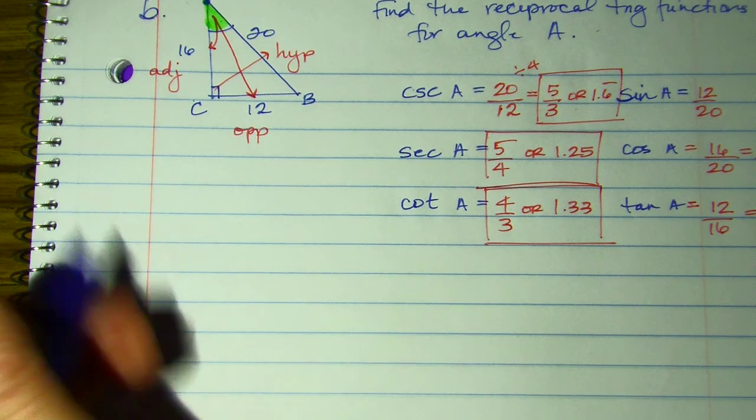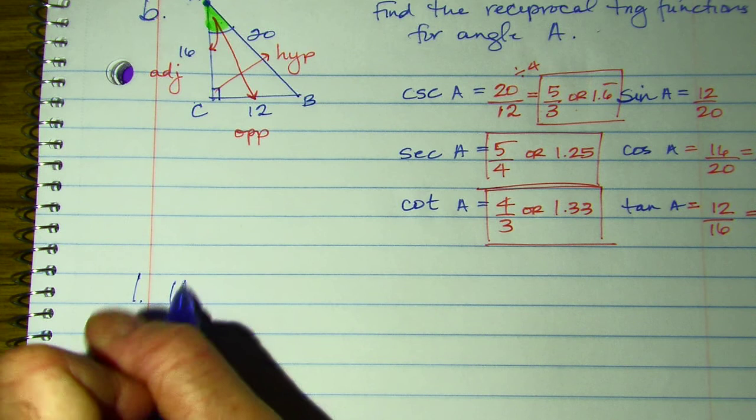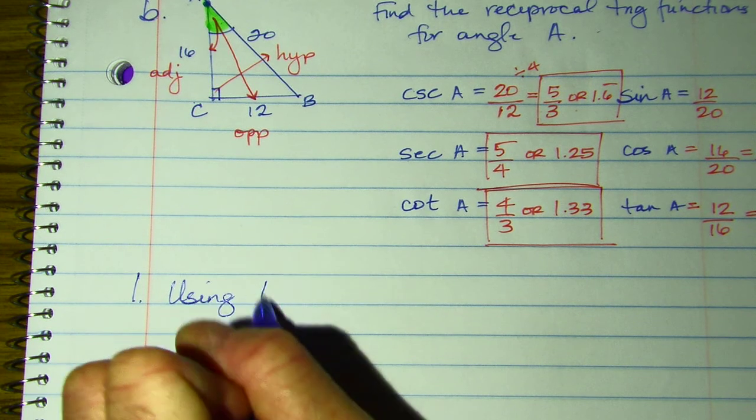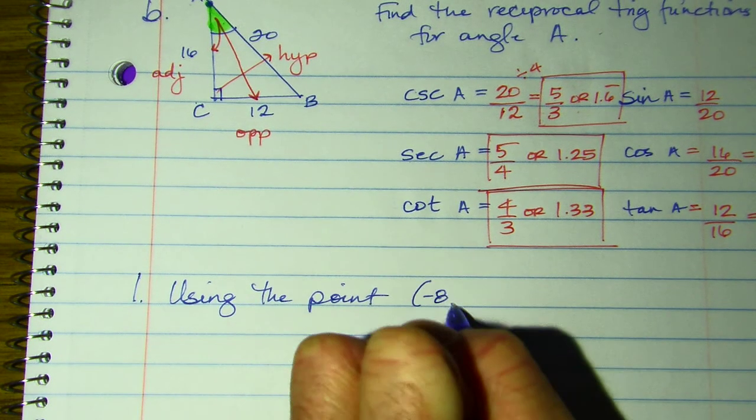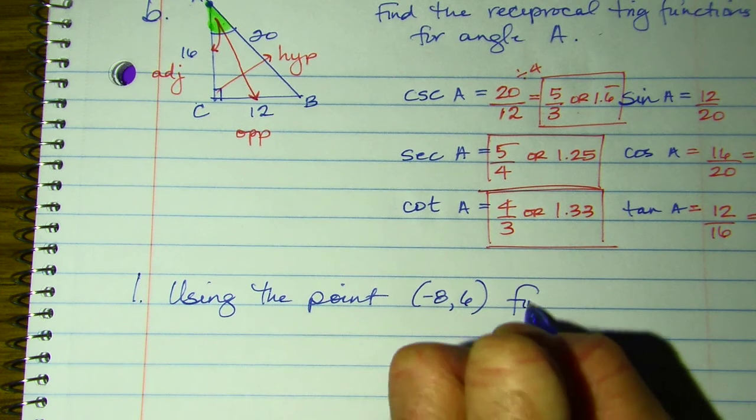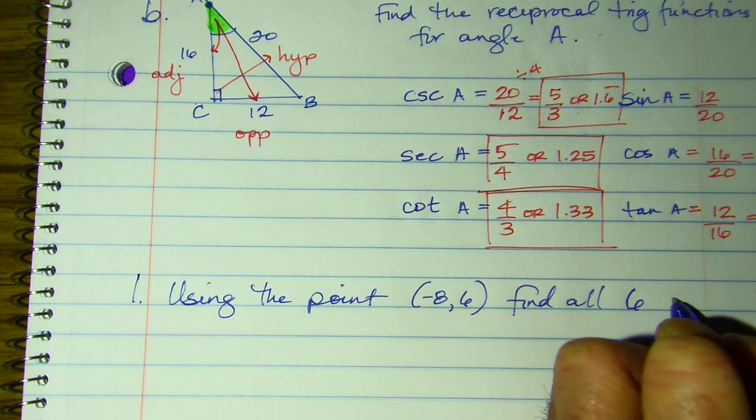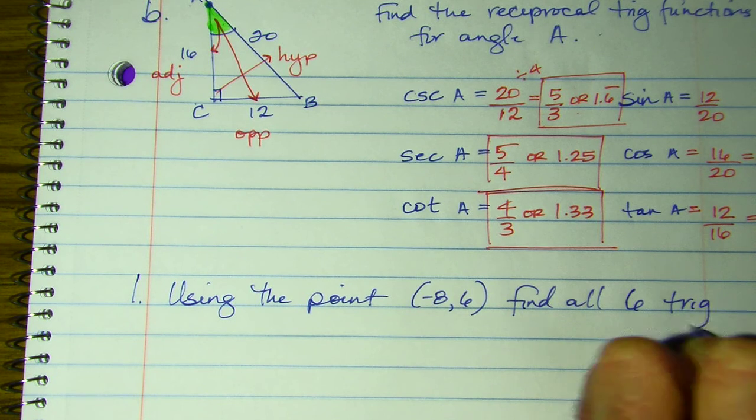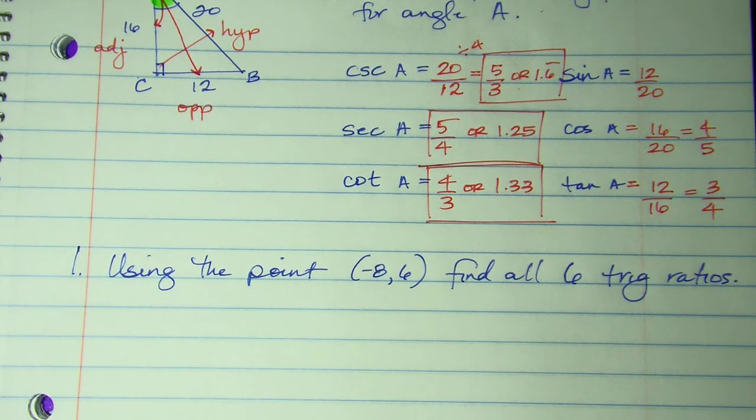All right, so this is not in our book, but it is on a test eventually. Using the point -8, 6, find all 6 trig ratios. So there is a test question like this, and it's not in the book.